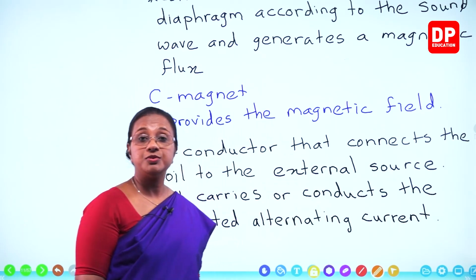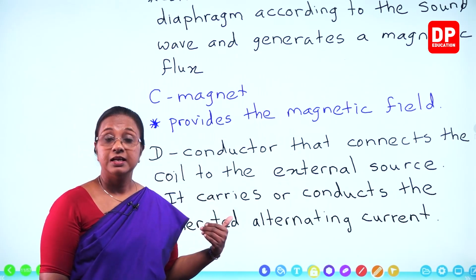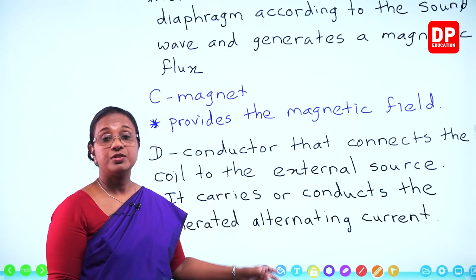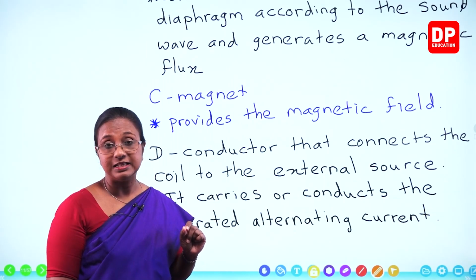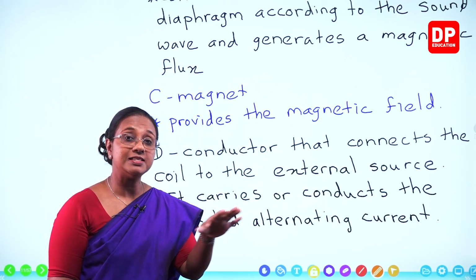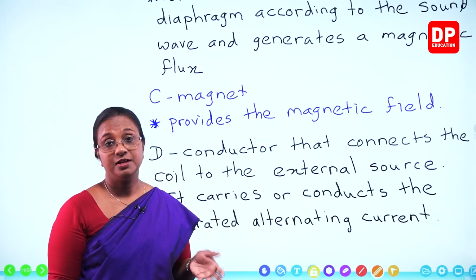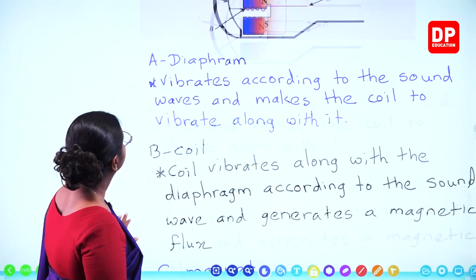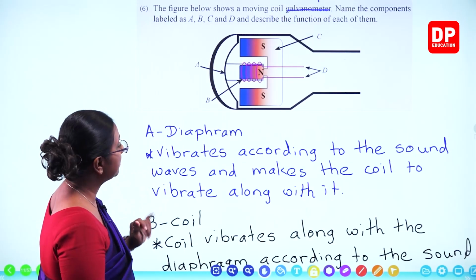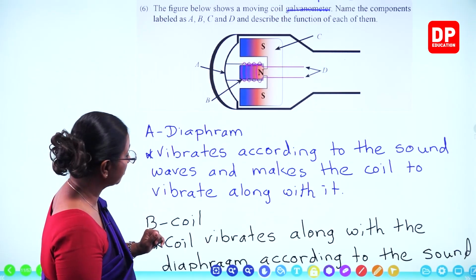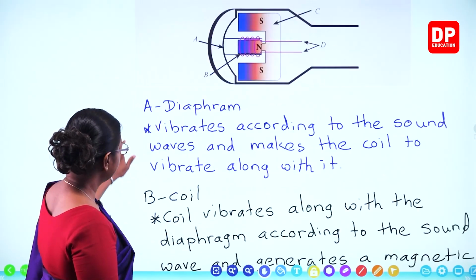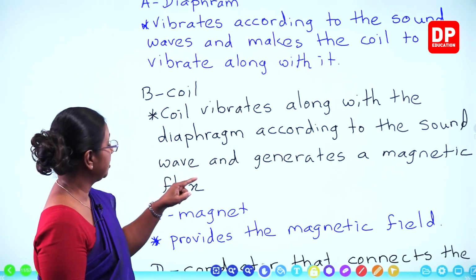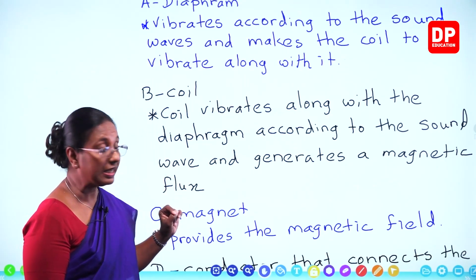So here you all know, students, in a microphone, the sound energy is converted to electrical energy. So that is how the varying electrical signal is supplied to the loudspeaker. You all can remember that. So these are the functions. A is the diaphragm that vibrates according to the sound waves and makes the coil vibrate along with it. Then B is the coil. Coil vibrates along with the diaphragm according to the sound wave and generates a magnetic flux.